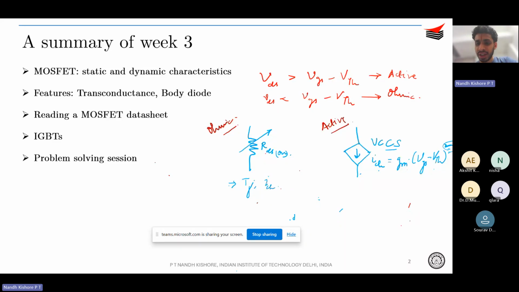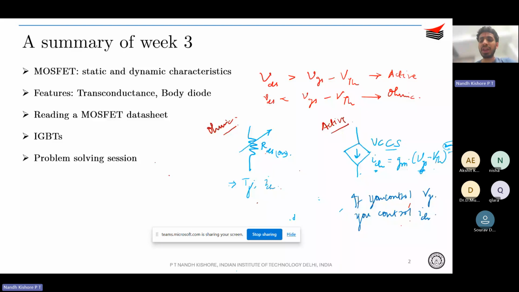The reason being that I channel is being controlled by VGS, right? That is the gate source voltage. So if you control the profile of gate source voltage, if you control VGS, you control I channel, right? You control I channel. So that's why we call it a voltage controlled current source.